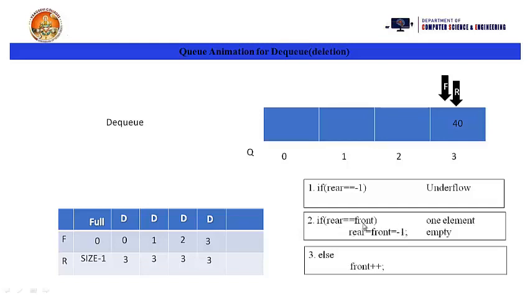If front and rear are equal, after deleting this element, we need to update the front and rear values to minus 1 here. This situation occurs if the queue consists of only one element, whether it is at the 0 location, first location, second location, or any nth location. So both are equal, then we need to delete this element. After deleting the element, the queue is empty. Now the front and rear values are set to minus 1.